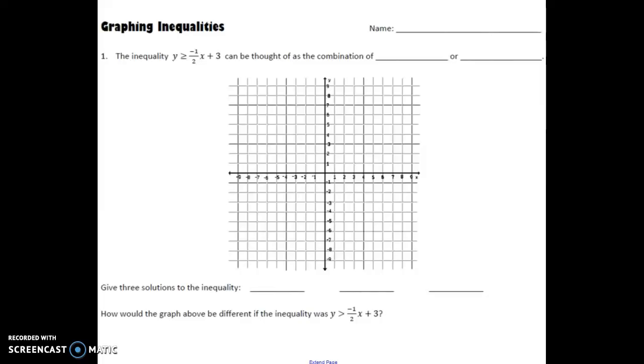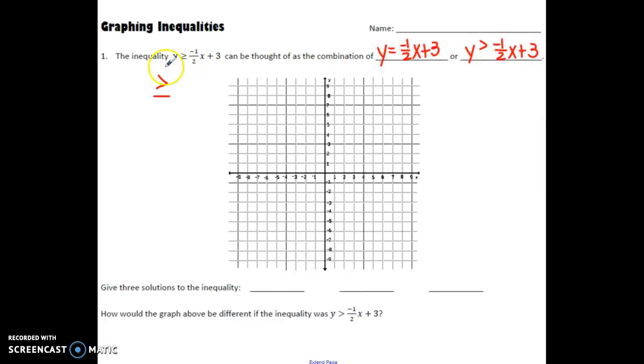Let's talk about graphing inequalities. So look at the inequality y is greater than or equal to negative 1/2 x plus 3. We can see that inequality symbol there is greater than or equal to. So this is really the combination of two different mathematical statements. It's y equals negative 1/2 x plus 3, and it's also y is greater than negative 1/2 x plus 3.